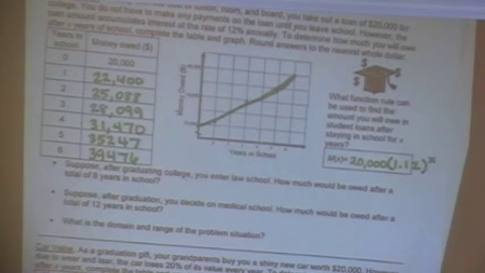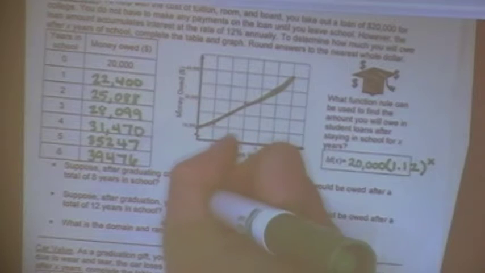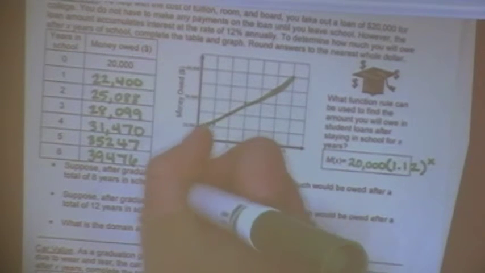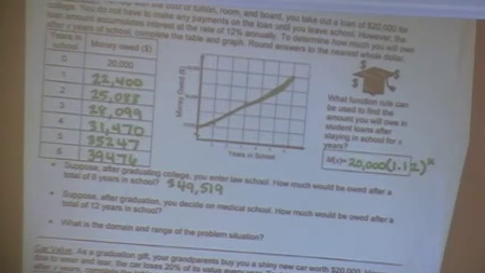So mine kind of looks like that. It's not a great graph, but suppose after graduating college I enter law school, and it's going to take me 8 years. So at 8 years, I would have $49,519. Wow. Okay, before I go any further, as law school, you have not borrowed another dime. You borrowed $20,000 and you now have to pay back $49,519. It's a little scary.